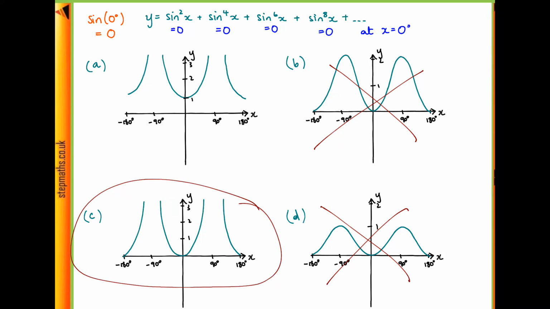I've just realized that I've actually labeled my graphs wrong. So this one should actually be labeled D, and this one is the one that should be labeled C. I'm sorry about that, but it's the graph that looks like this one.